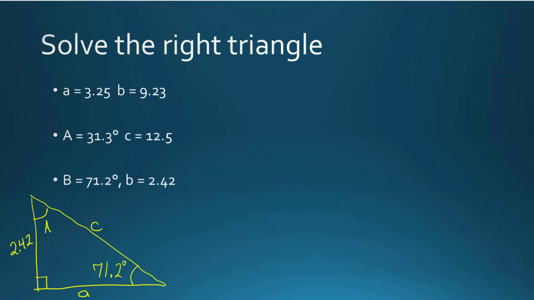Now I don't have the hypotenuse anymore, which is sad, but I do have 71.2. So let's just go back to sine, good old sine. Sine of 71.2 is the opposite over this unknown hypotenuse. But the opposite, I happen to know, is 2.42.